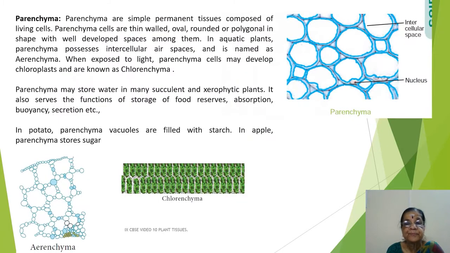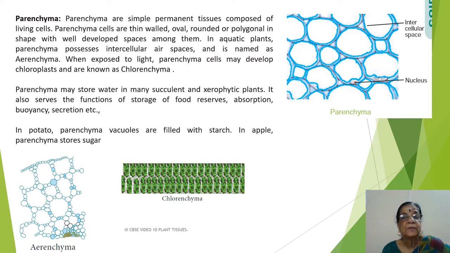Then, we have already talked about parenchyma. This is parenchyma with intercellular spaces. This is chlorenchyma, cells filled with chloroplast. This is parenchyma, cells with air spaces. I hope you understand. So here parenchyma are simple permanent tissues with living cells. They are thin-walled, oval, rounded or polygonal. And in aquatic plants, parenchyma, chlorenchyma, and medullary ray, pith have been explained.